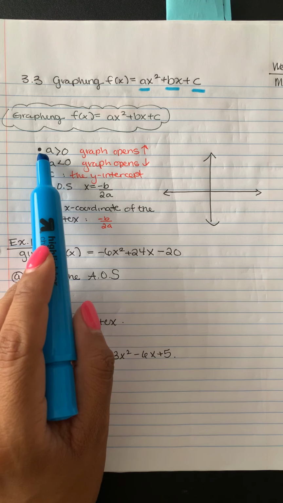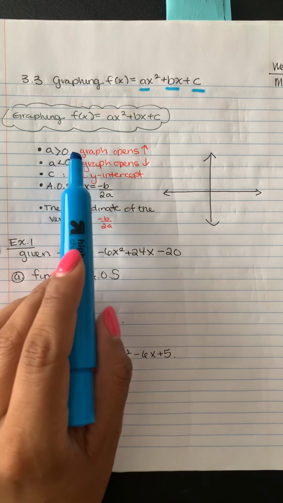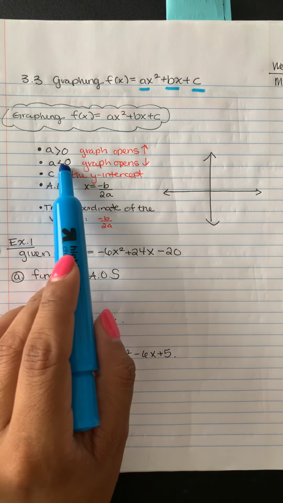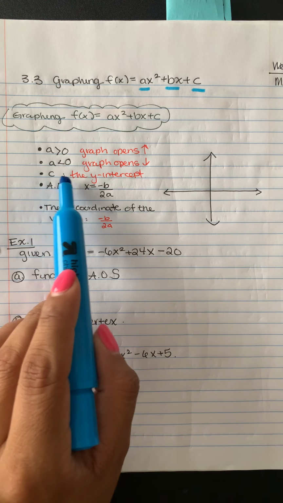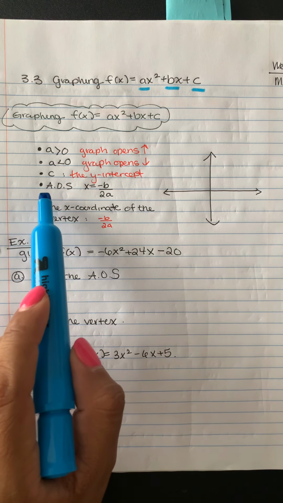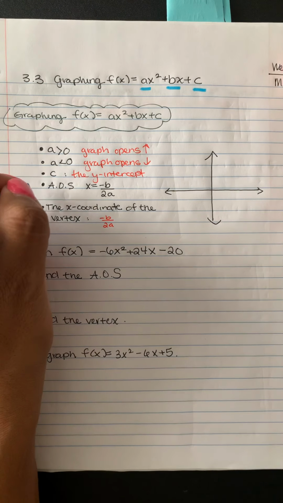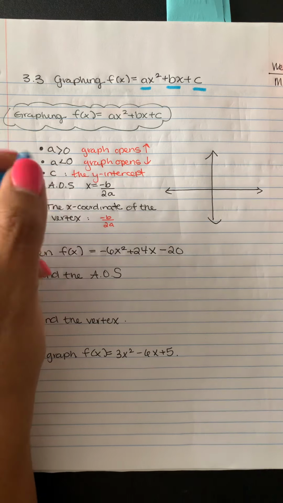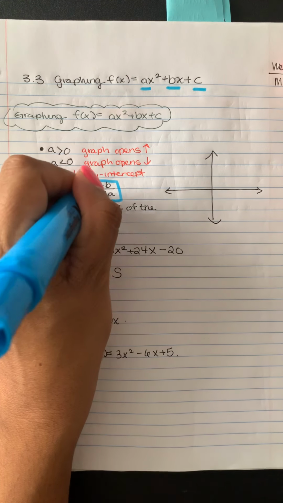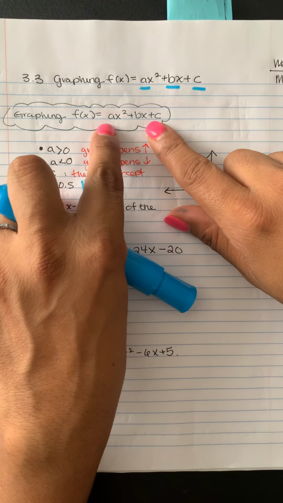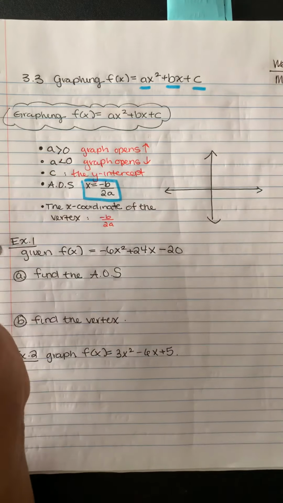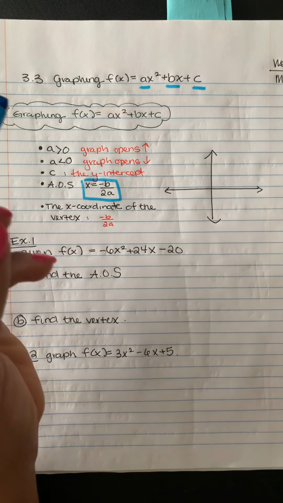So we learned in 3.1 and 3.2 that if A is greater than 0, then we know it's going to open up. If it's less than 0, we know it's going to open down. We also know that the C value is the y-intercept. The AOS, this is what is new to us. There is a formula for the AOS. The AOS is x equals negative b over 2a. So here's your A, B, and C. Remember, these are coefficients. These are numbers.